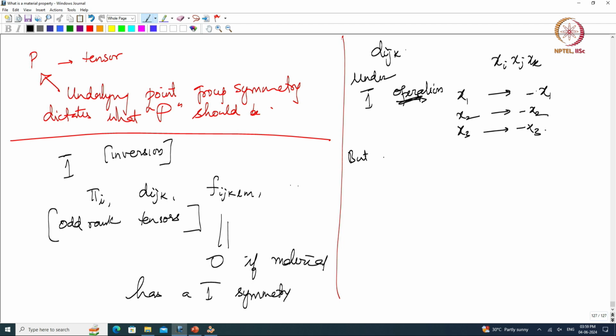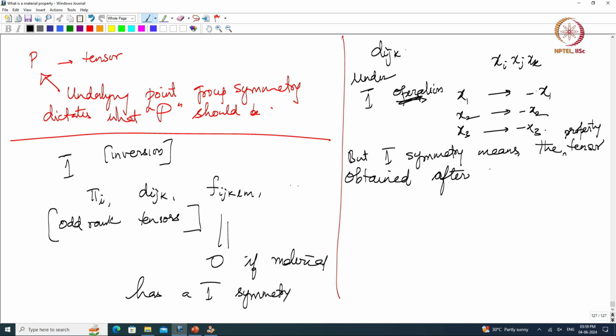But 1 bar symmetry means the tensor, the property tensor, meaning the property tensor obtained after inversion, after the 1 bar operation, should exactly be the same. This is the definition of symmetry that we started with.